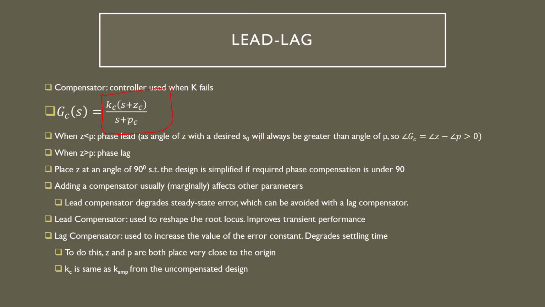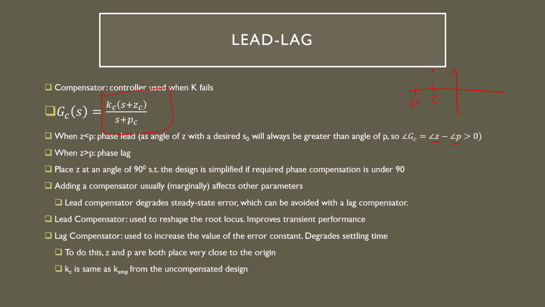So similarly, the angle of Gc of s is angle Z minus angle P, and if Z is less than P, then when you draw it out on the points, Z, P, you know that the angle of Z will always be greater than the angle of P. So if you have, like, let's say a pole over here, then yeah, that's what I mean. Moving on, if you have Z greater than P, you have phase lag.